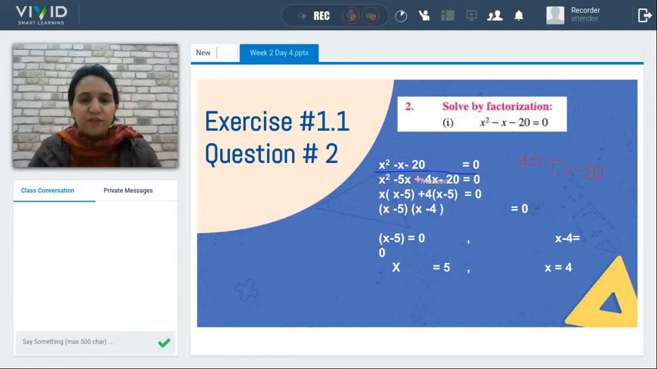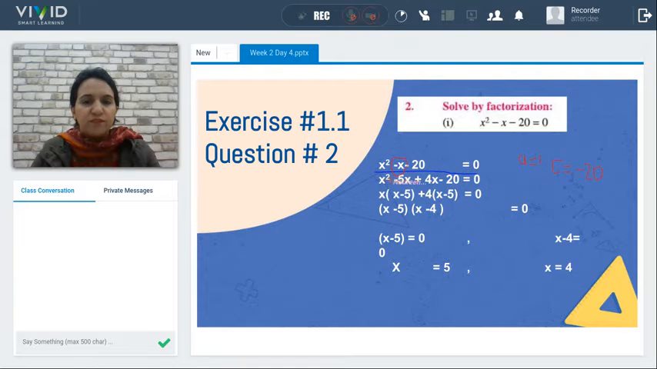So we need factors of minus 20, so that if we add or subtract both of the factors, we get minus 1, because we have minus 1 with this x. So we need the factors of 20. We know that 5 times 4 is 20, and if we subtract 4 from 5, we get 1. So we are going to use these two factors.